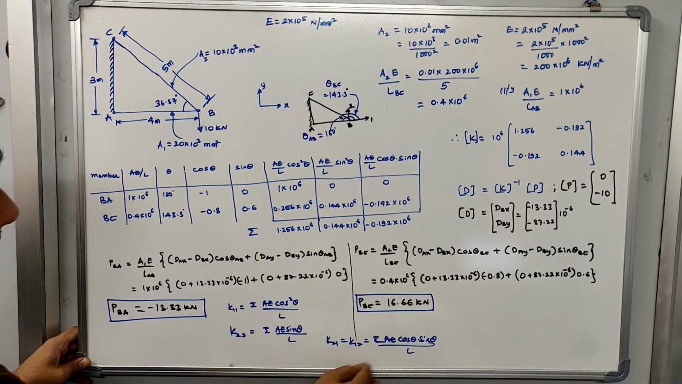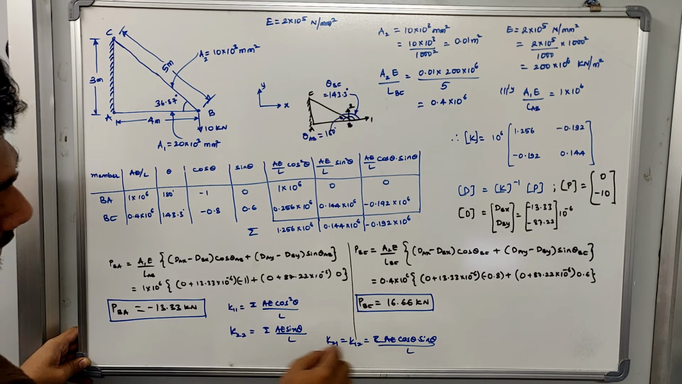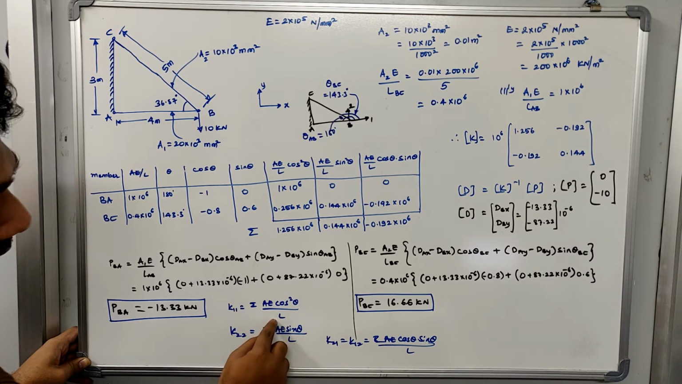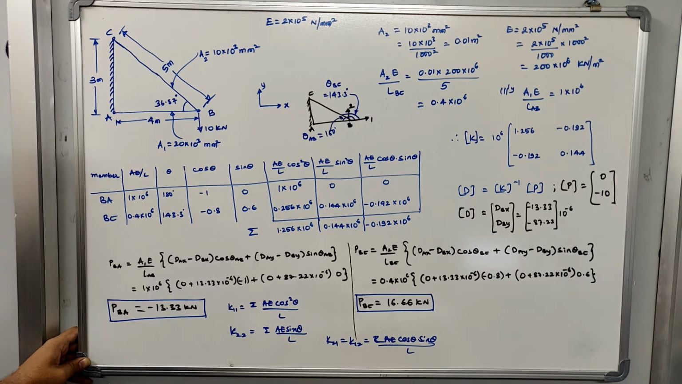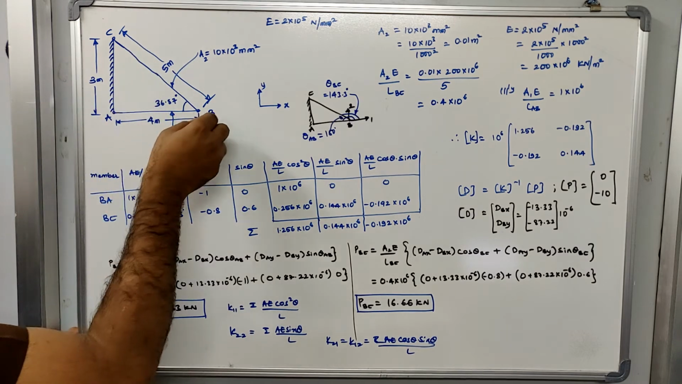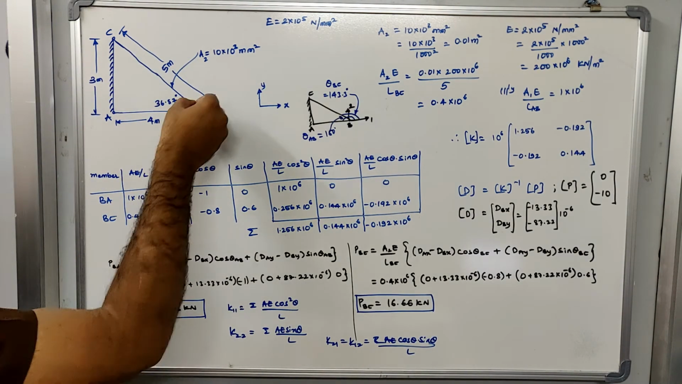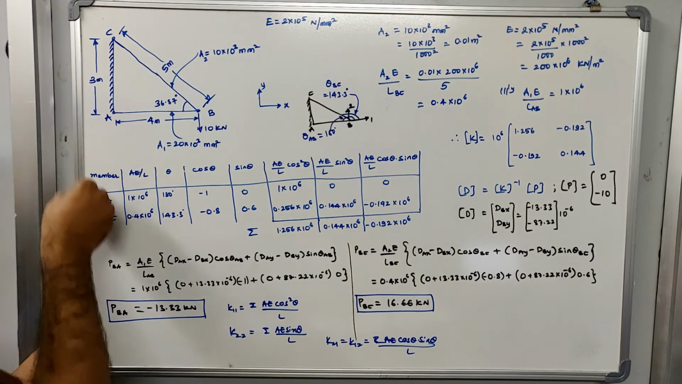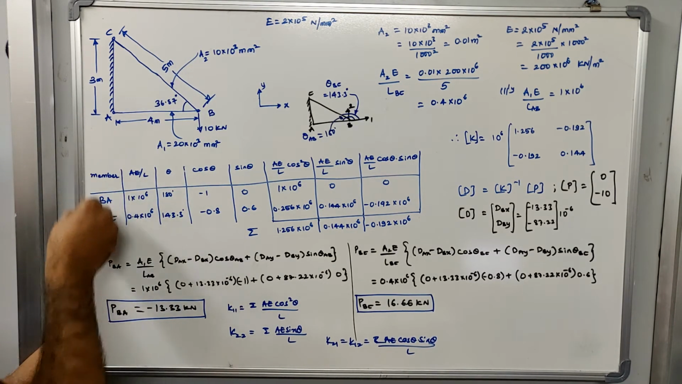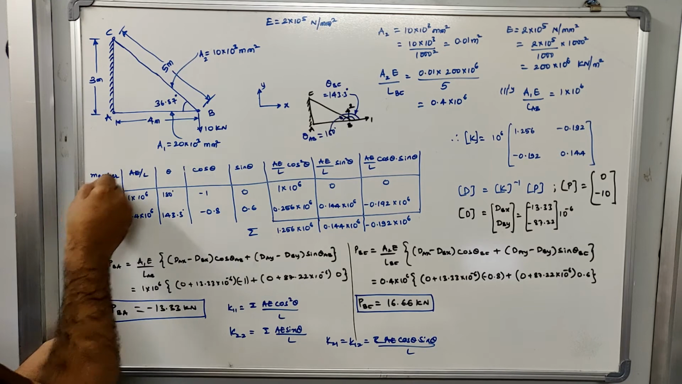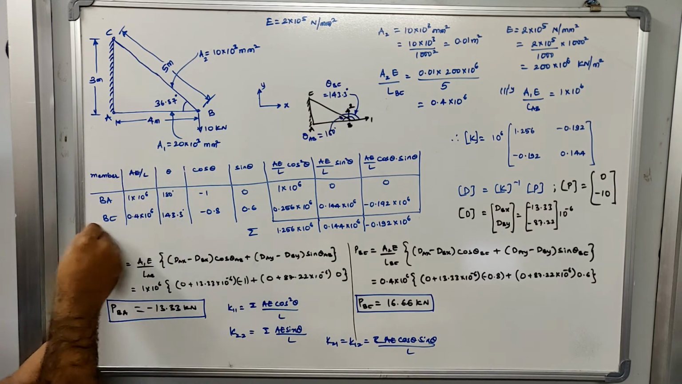First of all, what is common in all of these equations? The common thing is AE by L, right? If there were more joints, I would have written the joint number also, but I have not mentioned it. Right now we have only one joint, which is joint B, and joint B is connected by two members, which are BA and BC.